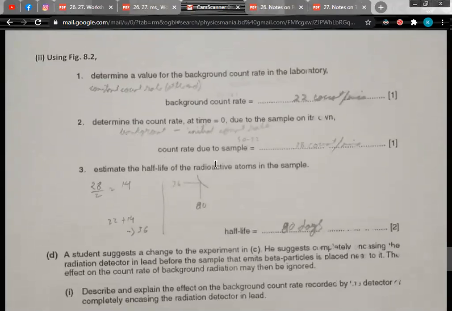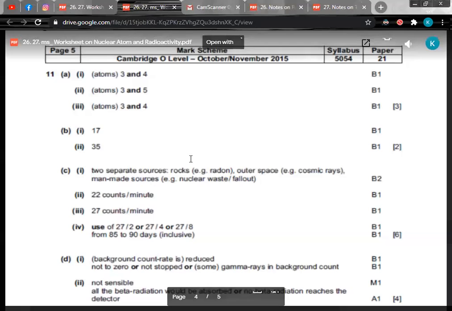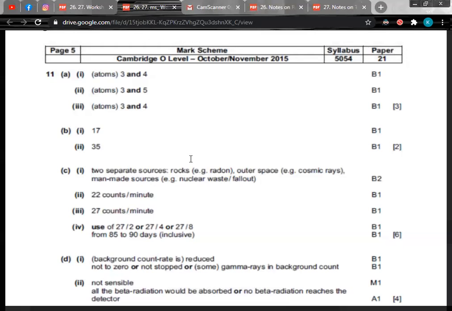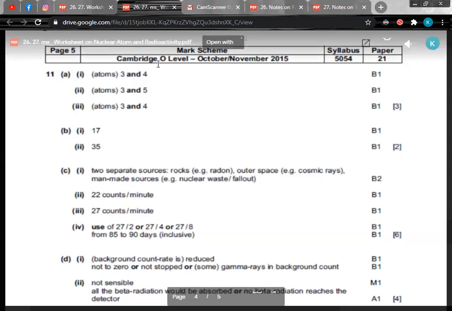So you check whatever you gave, whether these are matching with the mark scheme. You wrote 22. Sir, can I check? I wrote 22, 28, and 80. 22 you gave, that is correct. What about the next one? Sir, the next one was 28. How did you get 28? Sir, background radiation was 22 and the initial count was... Go to the graph. Yes, sir. Go to the graph.